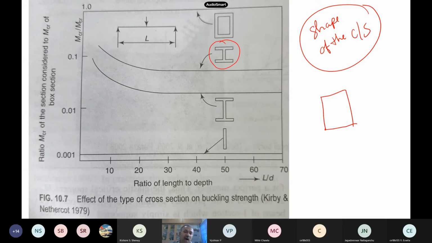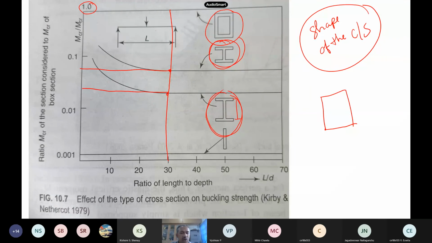Suppose you are having an I section, where the depth is more. Then the MCR, the critical bending moment for buckling of this section, will be very small. For example, if I take a length to depth ratio of 30, the bending moment required for lateral torsional buckling for this section, if it is 1 approximately, for this section it is much lower. So the shape of the cross section matters a lot for lateral torsional buckling.